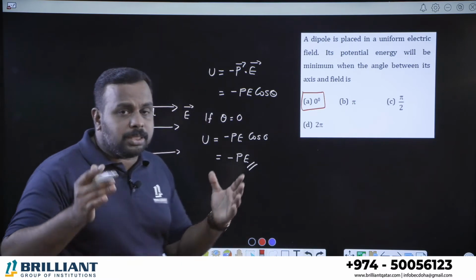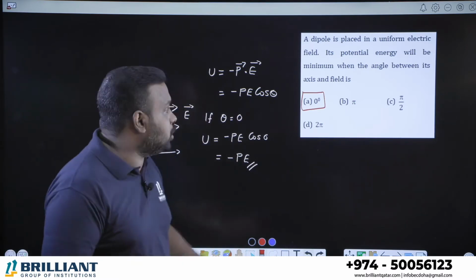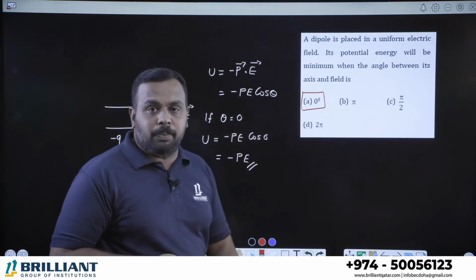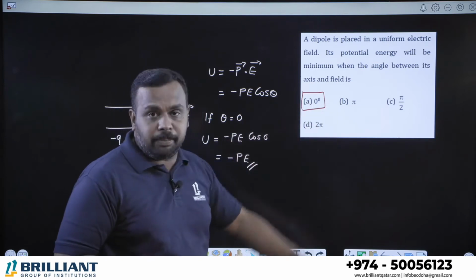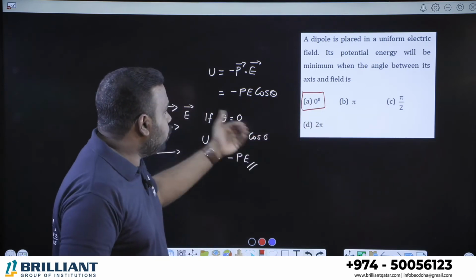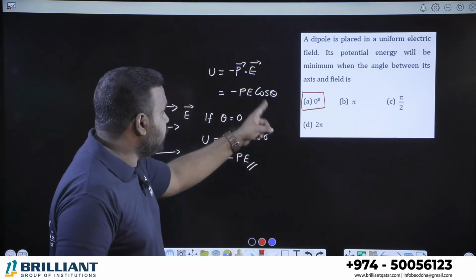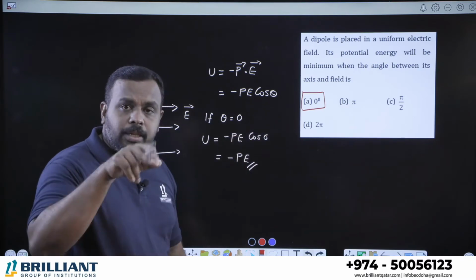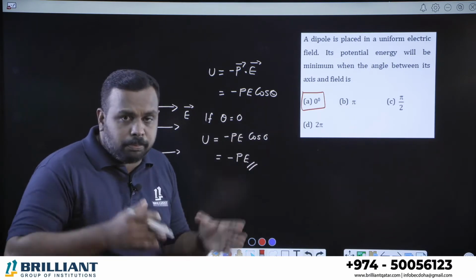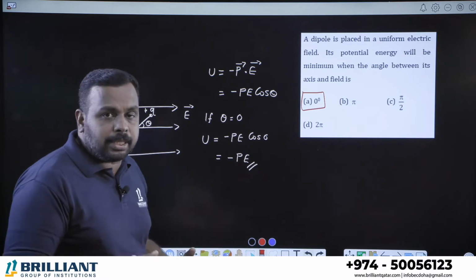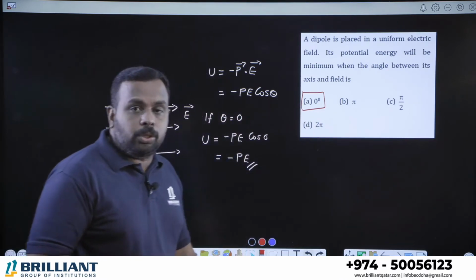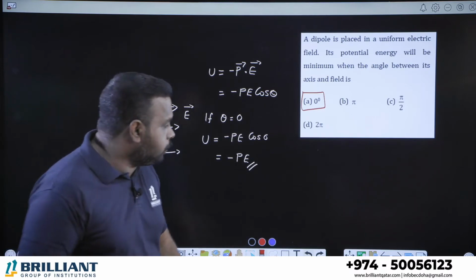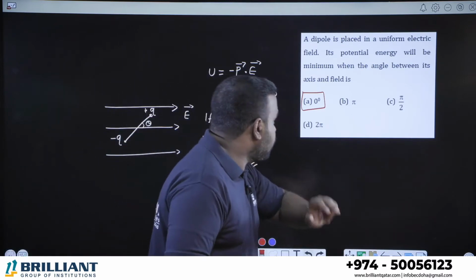Important point. Students, please note that in the same question, if they ask at what angle the potential energy is maximum, you substitute theta as 180 degree, that means pi. With 180 degree, what do we get? Minus PE into cos 180, which is -1, so we get PE. That is the maximum value. So please be careful while answering this type of question. So here, minimum when theta is equal to 0 degree. Alright, let's go to the next.